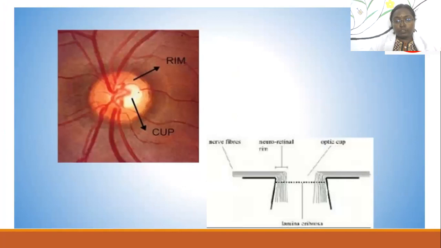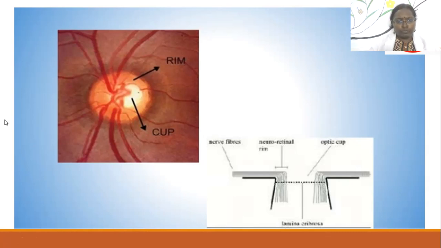So the neuroretinal rim. This is a fundus picture showing the optic disc. When the light falls on the optic disc, the patient perceives a dark spot, which is physiological, since the optic disc is devoid of rods and cones. So it's called the physiological blind spot.